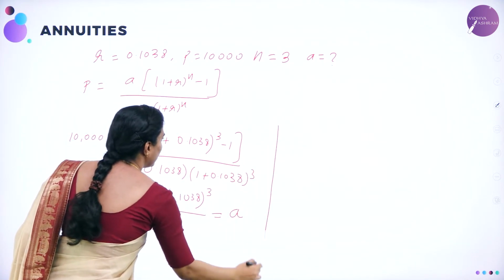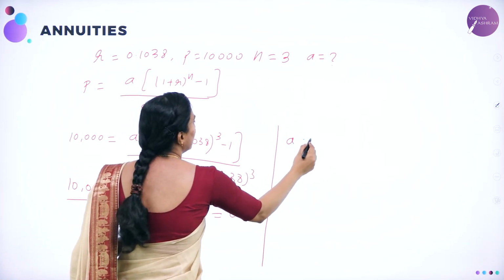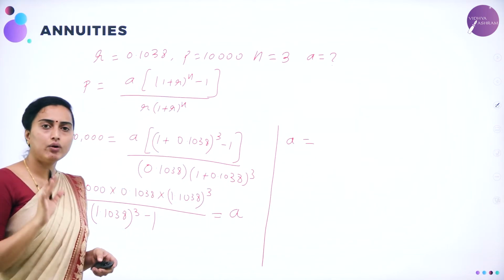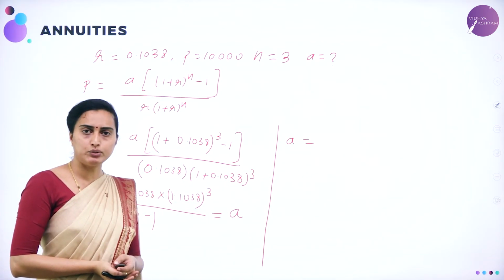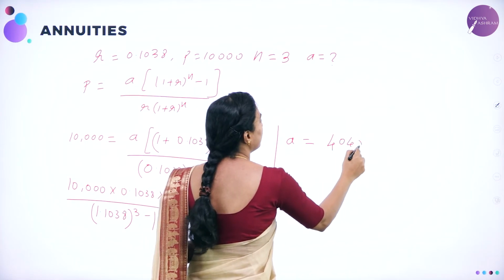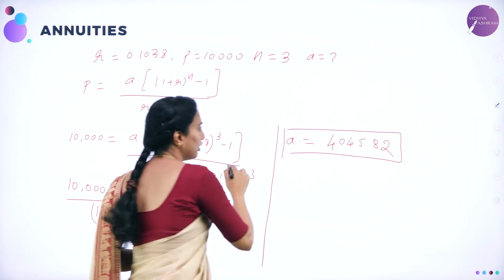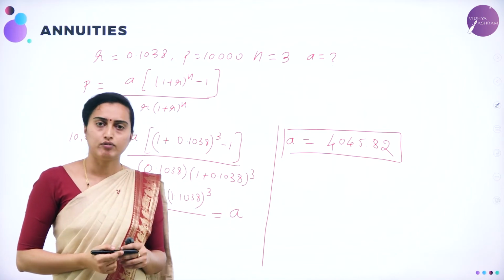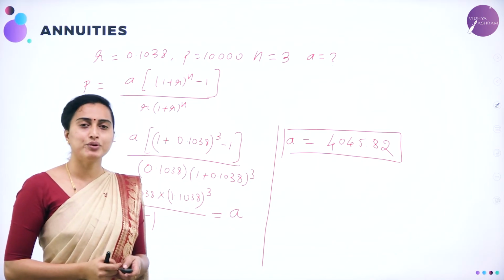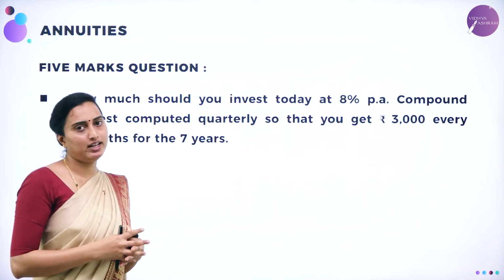Now after doing the calculation of the left hand side, the answer will be equal to 4045.82. So this much she is going to pay every year for a machine. I hope you got this one. Okay, we'll move on to the next problem, dears.